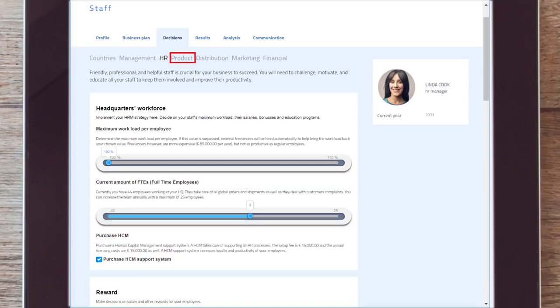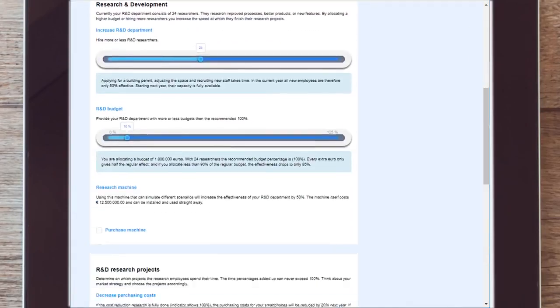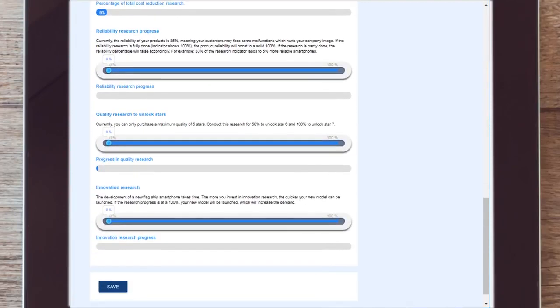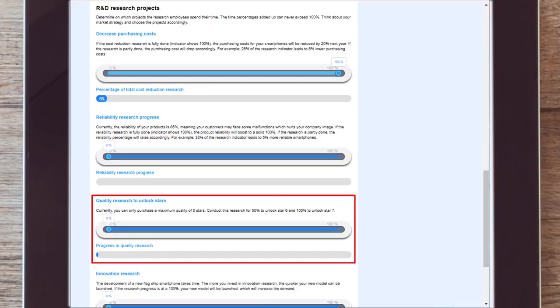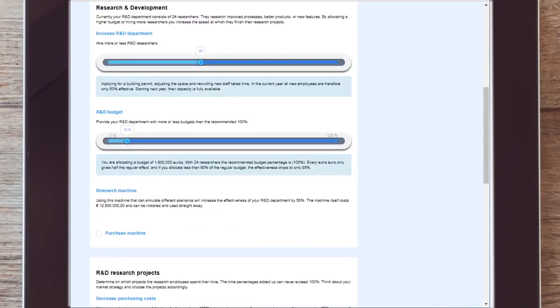In the Product tab, you determine your product quality level and the size and focus of your R&D department. Tailor your R&D department to your chosen strategy. For example, when you choose to be active on the price segment market, it doesn't make sense to invest in improving the quality of your smartphones.